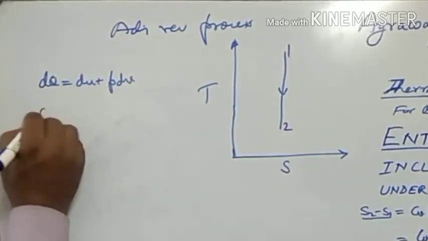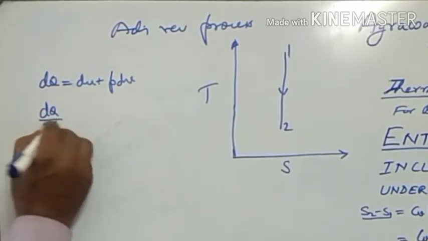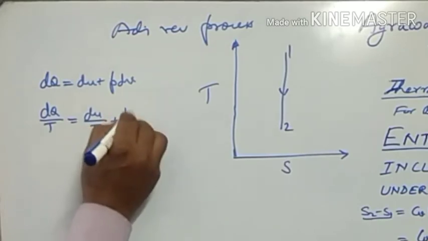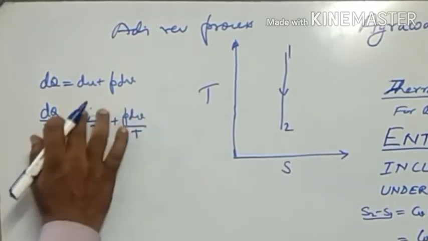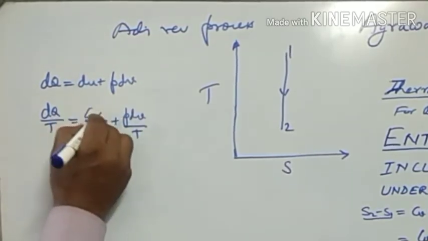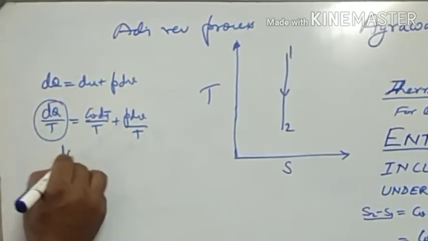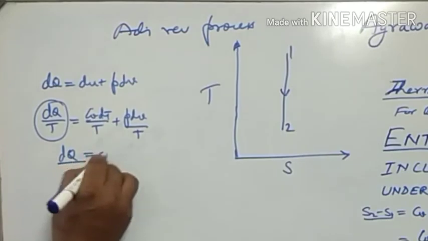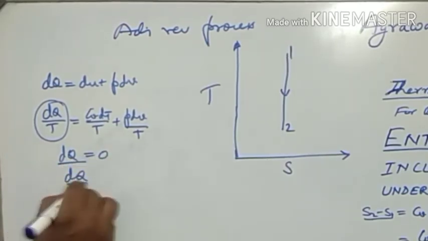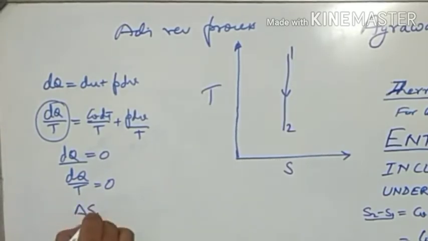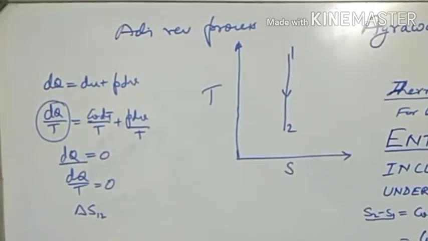So if we divide it by T, then it becomes dq by T equals du by T plus p dv by T, or du we can write as Cv dT. This is 0 because the heat transfer is 0. So dq by T is 0. That is, the change in entropy during the process 1 to 2 in this reversible adiabatic process is equal to 0.